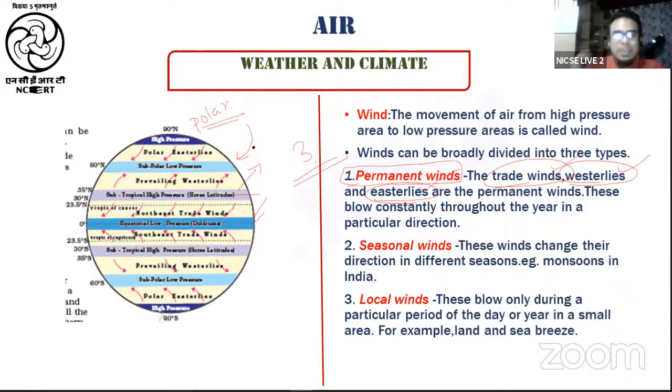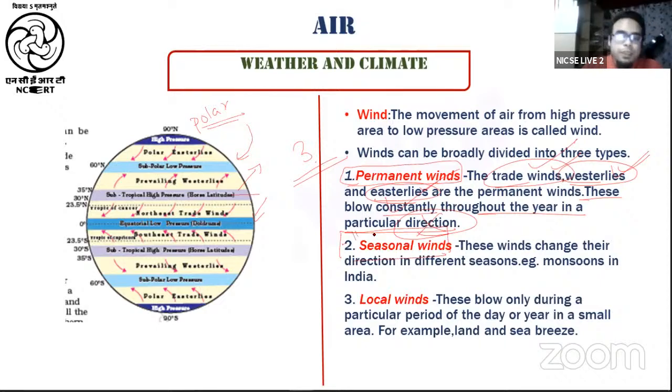So for the time being, you understand that there are three important types of permanent winds. We have your trade winds, we have your westerlies, and then we have the easterlies, right? And these winds will blow constantly throughout the year in a particular direction. So this type of winds will never change its direction. It will always remain constant, right? Then what do we have? Then we have your seasonal winds.